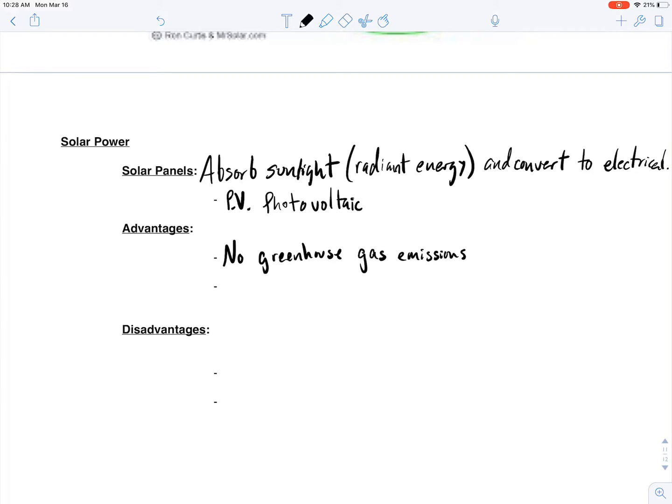And lastly, and maybe I should have listed this first, it is absolutely renewable, and it is listed as the number one renewable energy source on Earth. Sunshine. The sun shines every day, and we can harness that and turn it into electrical energy.